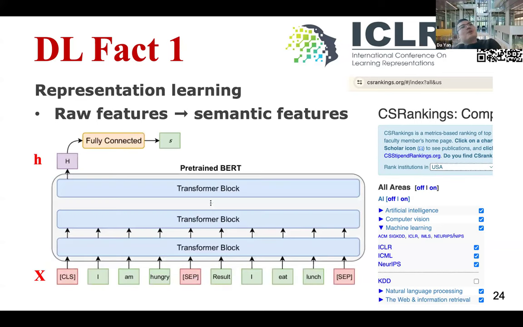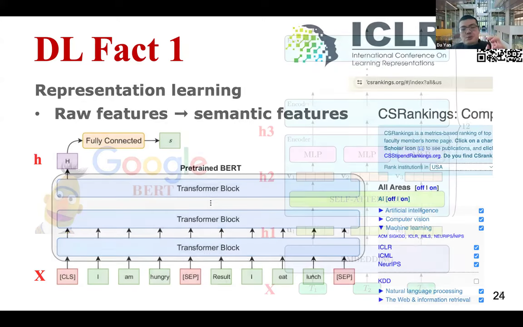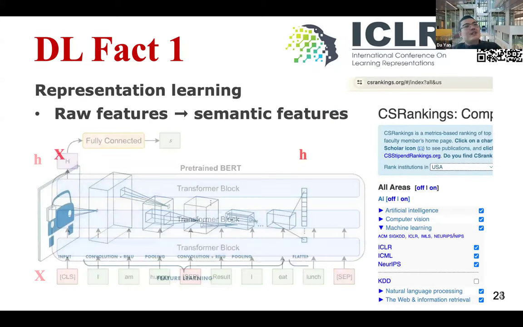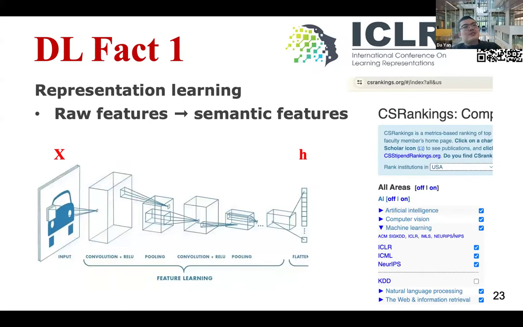All right, so in the next few slides, I just want to show you that there are different kinds of networks for different kinds of input data and raw features, okay? But they are all representation learning.